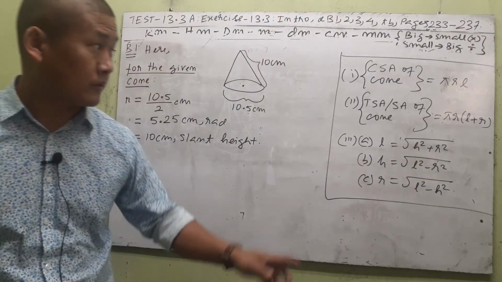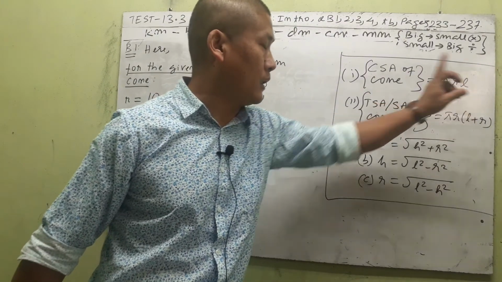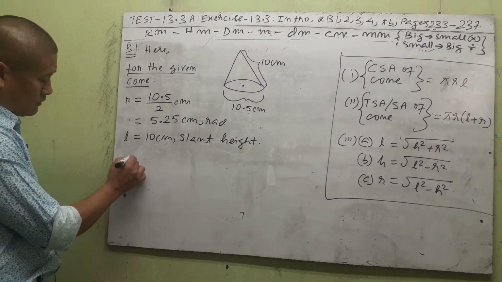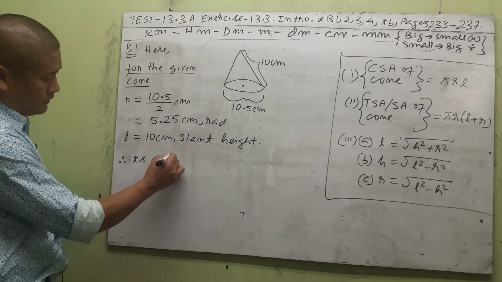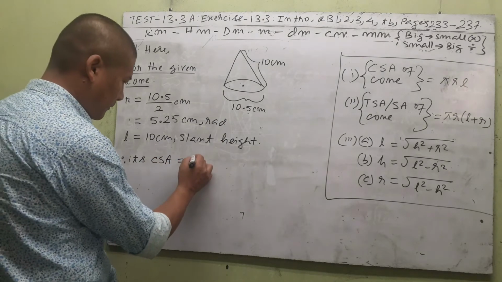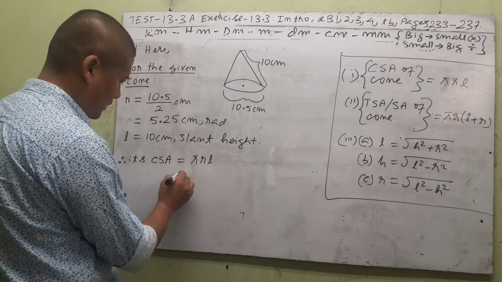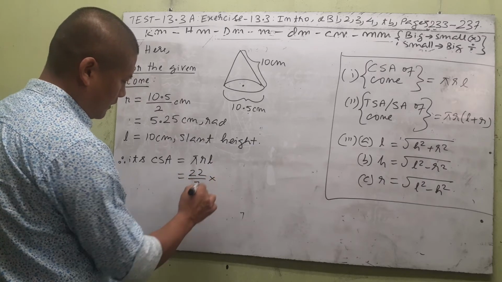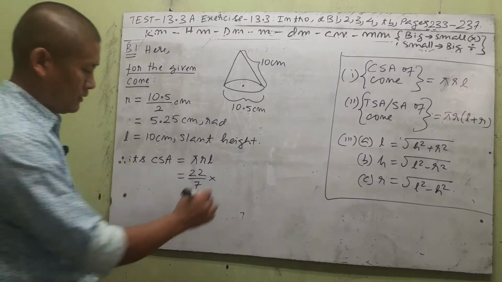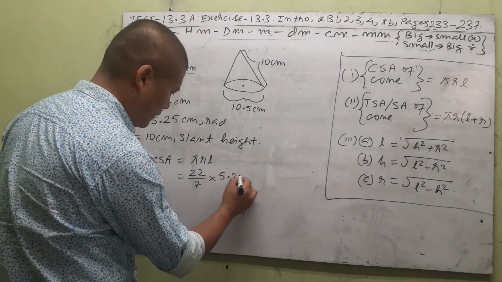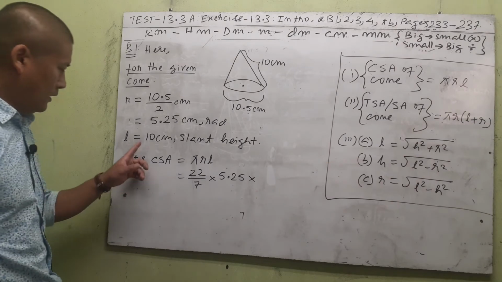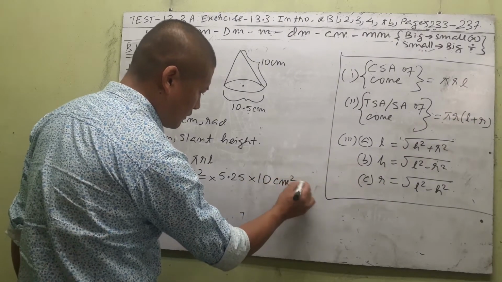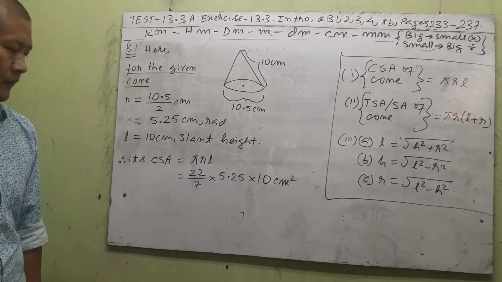Find the curved surface area. So curved surface area is pi RL, R is there, L is there, so we can easily find it out. Therefore its curved surface area will be equal to pi RL. So it will be, pi is not given, means 22 by 7 into R here, 5.25 into L here is 10. So let's do that. And area means 2-dimensional, so centimeter square. You can write it once like that.